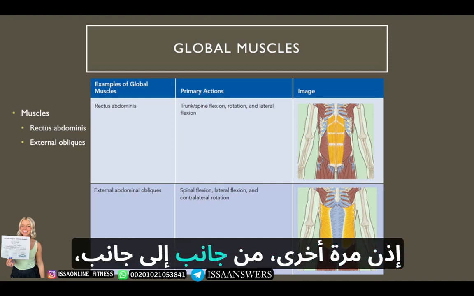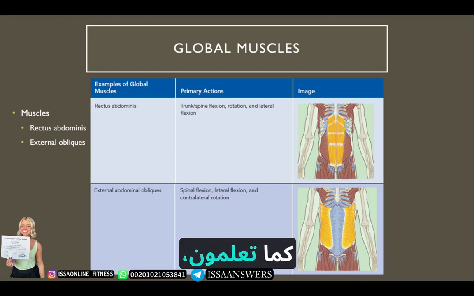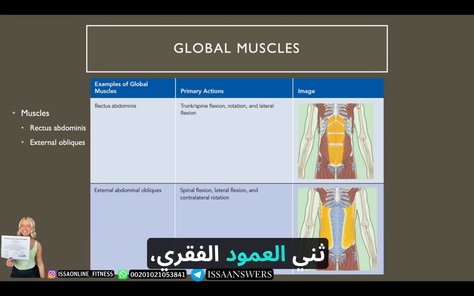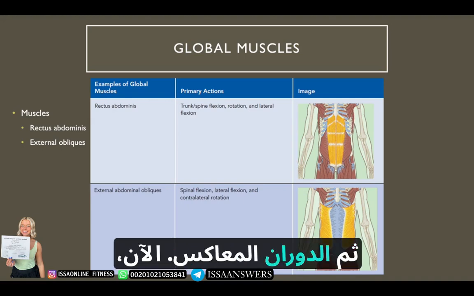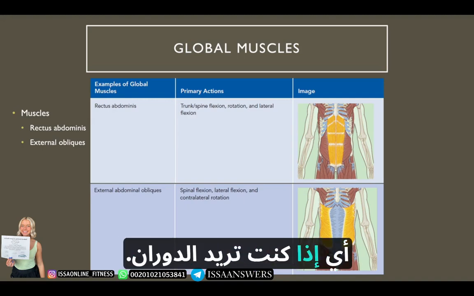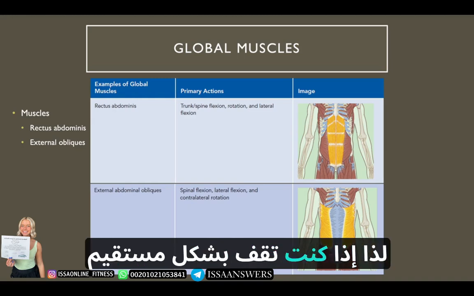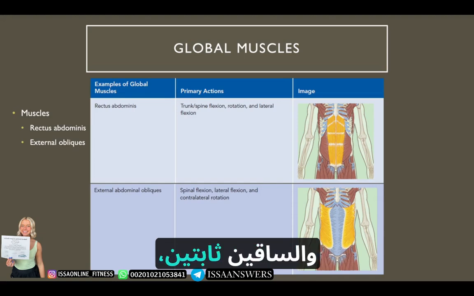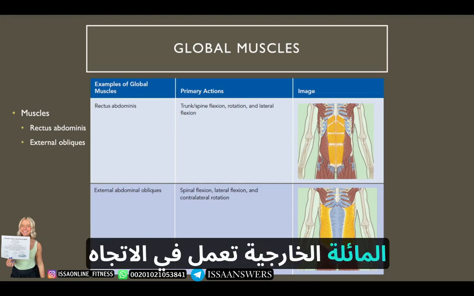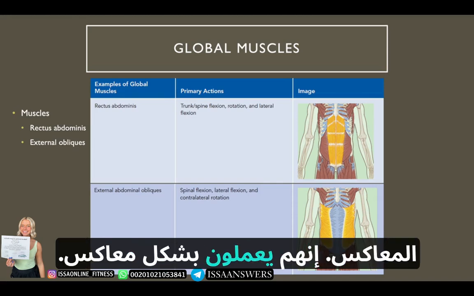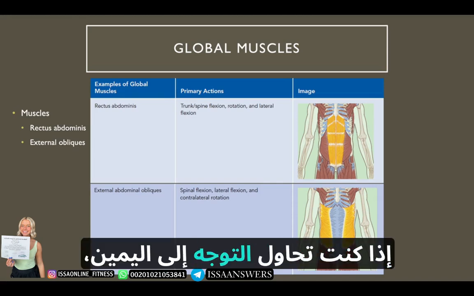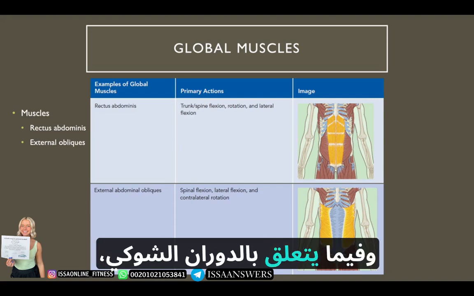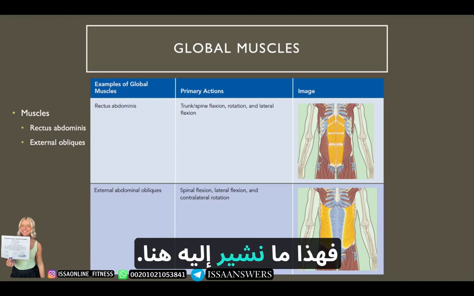So again, side to side. External obliques, the ones that are more pronounced on the lateral sides of your abdominal region: spinal flexion, lateral flexion, and then contralateral rotation. Now, contralateral rotation means that if you were standing up straight and wanted to rotate yourself to the right while leaving your hips and legs fixed, the external obliques work contralaterally. They work opposite. So if you're trying to turn to the right, the left side will actually assist in that spinal rotation. That's what we're referring to there.